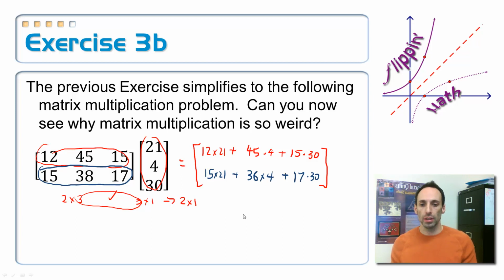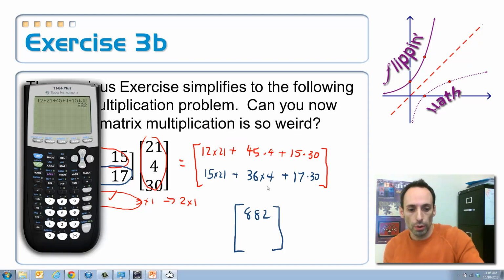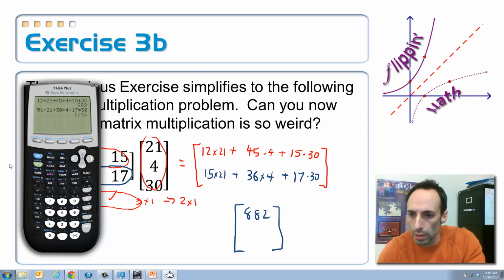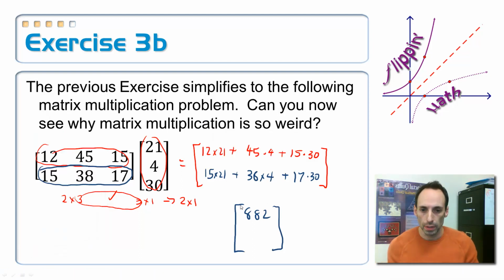Alright, so now let's get the final answer here. So we know from the top row, already put that into the calculator, it's $882. And let's get the thing for the second row. So for the second row, I've got 15 times 21 plus 38 times 4 plus 17 times 30. And that can't be right. Oh, because I typed it in wrong. A little bit of dyslexia happening there. Should have been 15. There we go, 977.